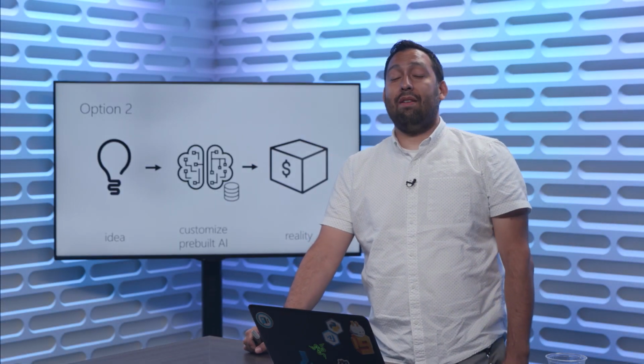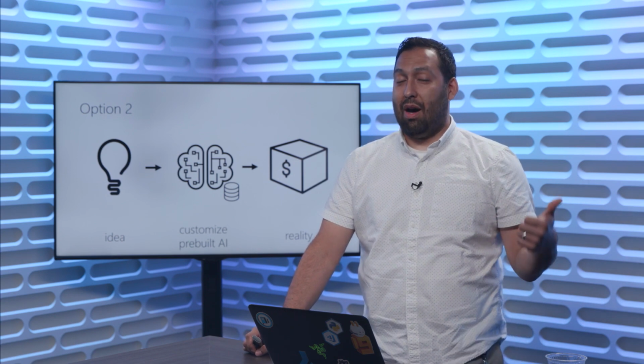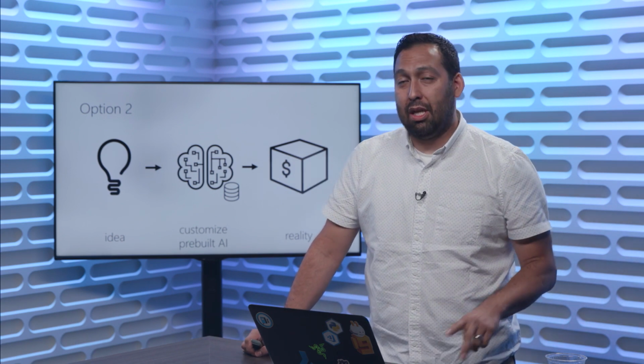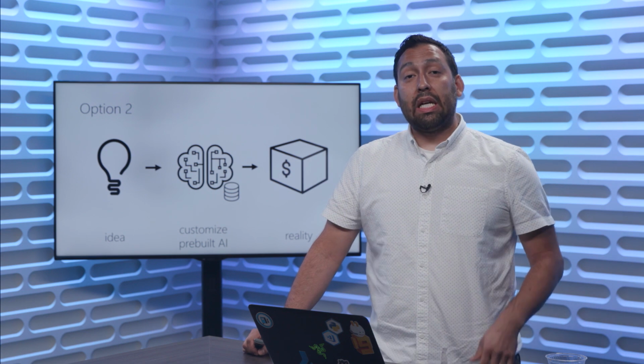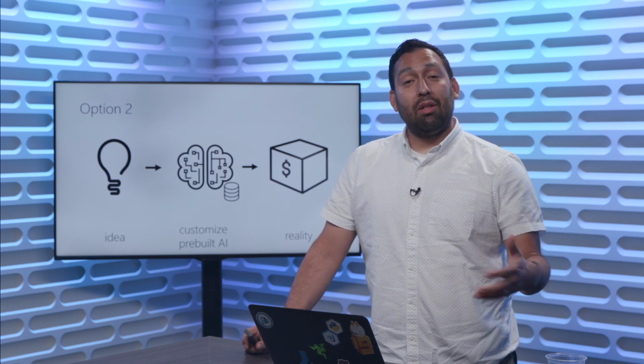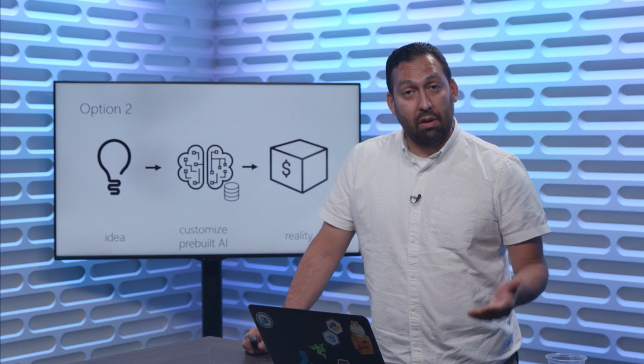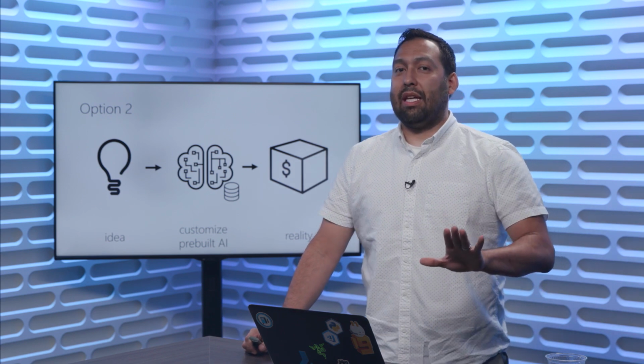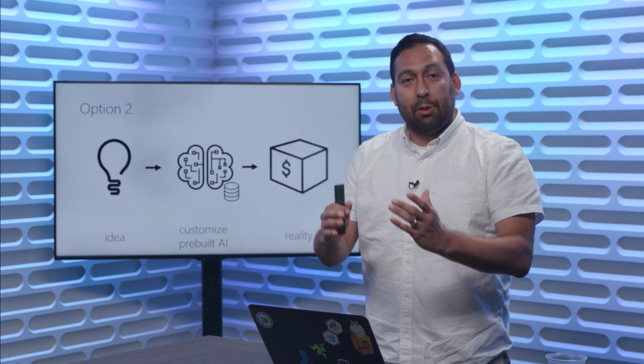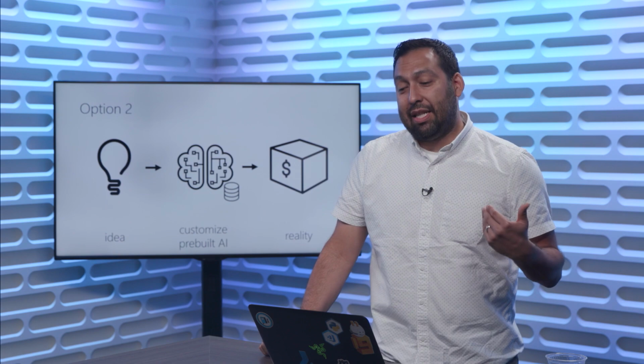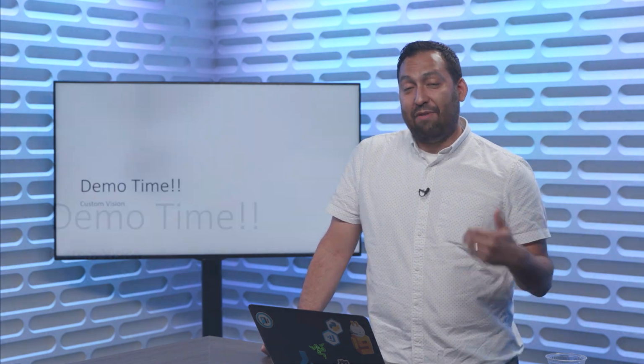So option number 1 is to use a model that's already been built, pre-built AI. Option number 2 is you can customize pre-built AI to do whatever you want it to do. Now, here's the thing though. It has to be done within a very specific framework. Like I said, I am a vision sort of person, and so you will be able to see the demo of something called customvision.ai. I'm going to show that to you right now.